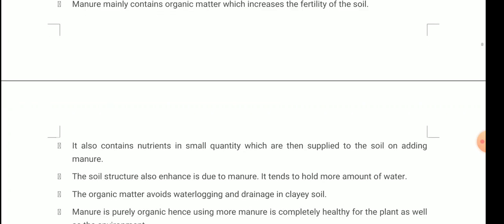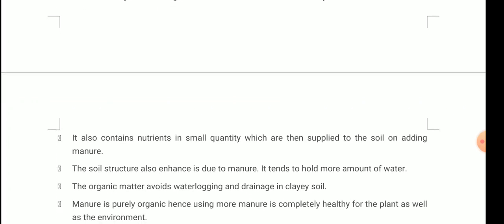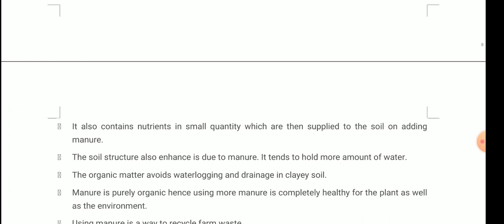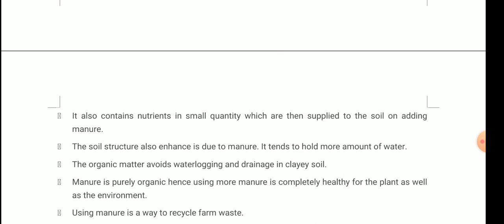Manure is purely organic and hence using more manure is completely healthy. On the other hand, if we talk about fertilizers, then it is not healthy to use more fertilizers. So manure is purely organic and using more manure is completely healthy for the plant as well as the environment. Using manure is a way to recycle farm waste.